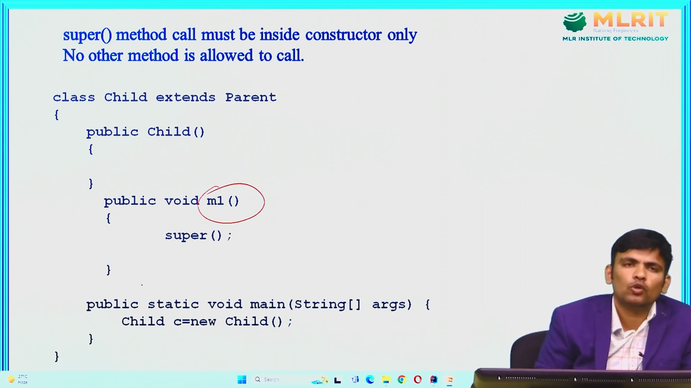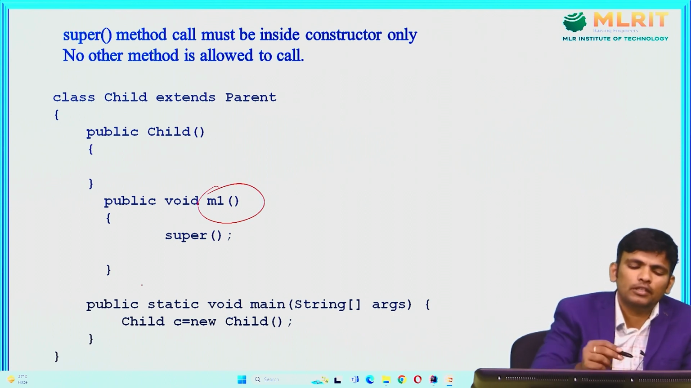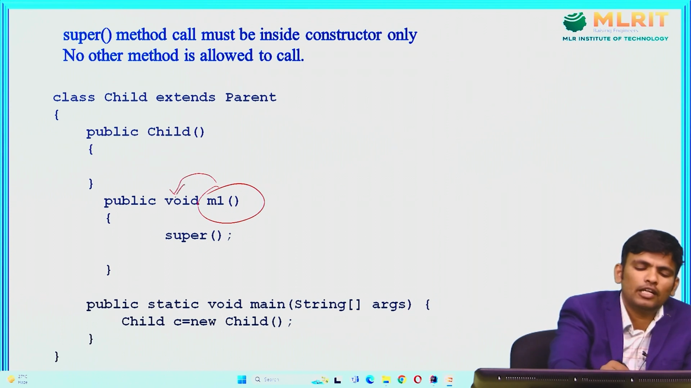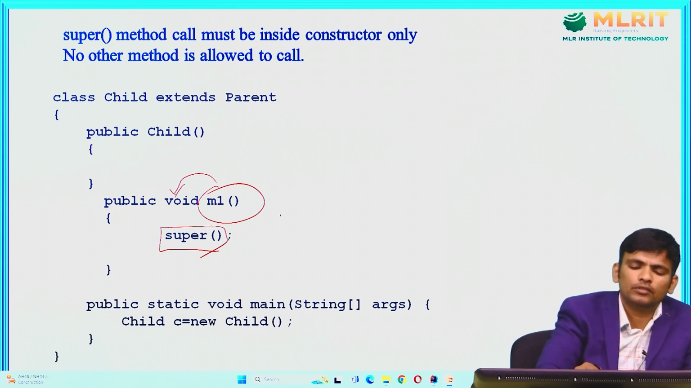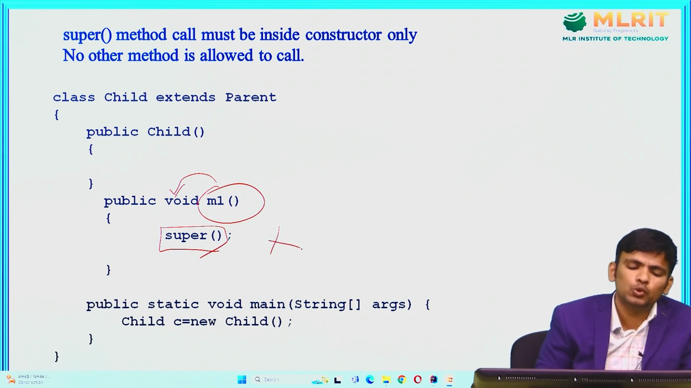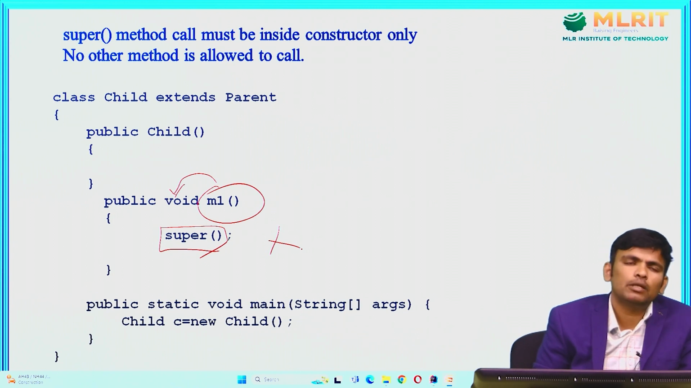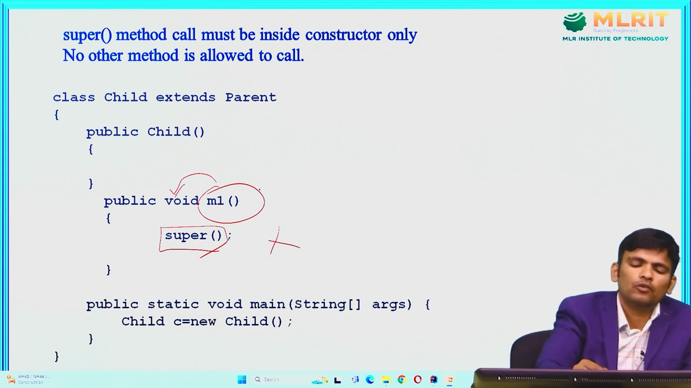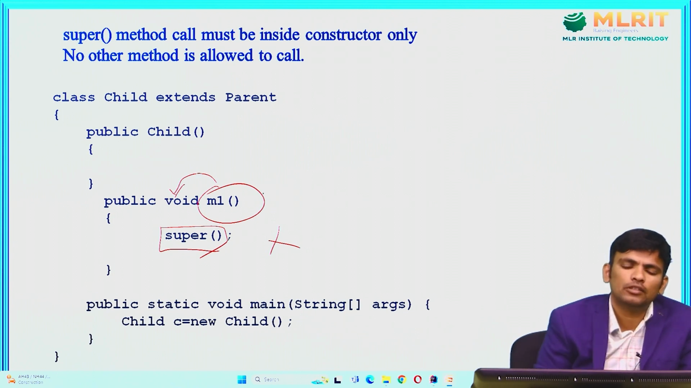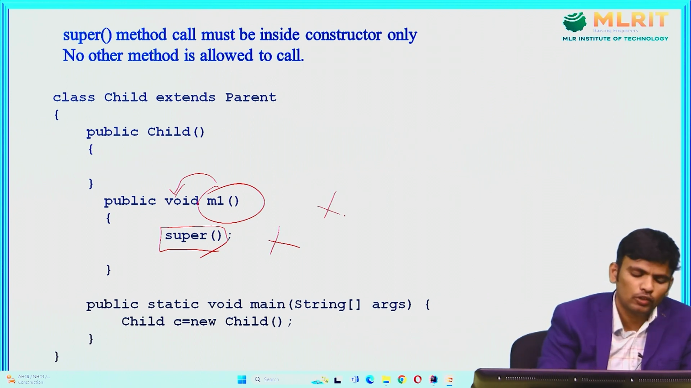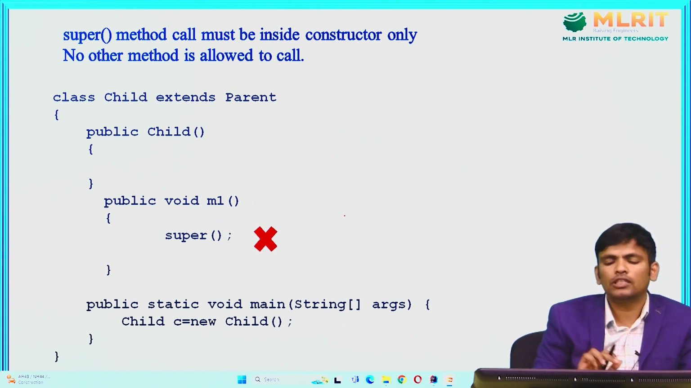M1 is a normal method, you can see the method has a return type also, and in this normal method I am trying to call super. This is not allowed, as we know the super method must be called inside a constructor only, but here we are calling it inside a normal method. Here you will also get a compile time error, so this is invalid.